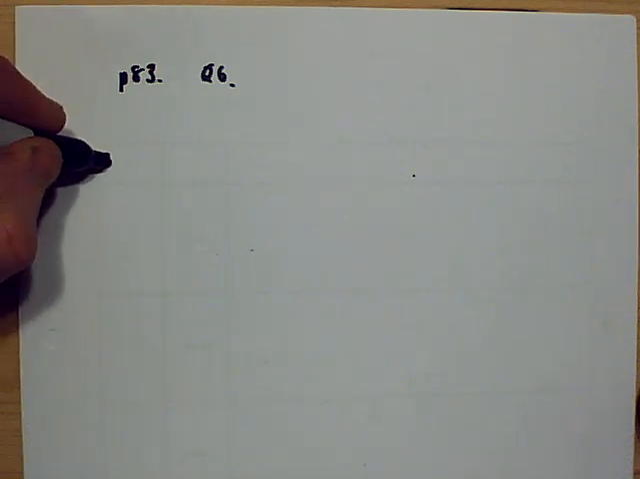Page 83 then, and question 6. 6a says, explain what is meant by energy and relate to power. Energy is the ability to do work, and power is the rate of change of energy or the rate of work done. So power is the rate of work done or the rate of change of energy.